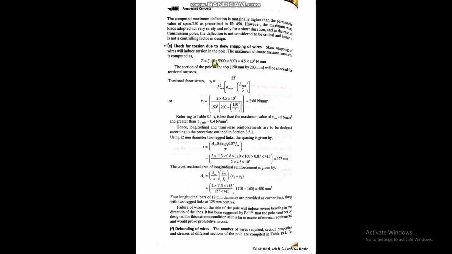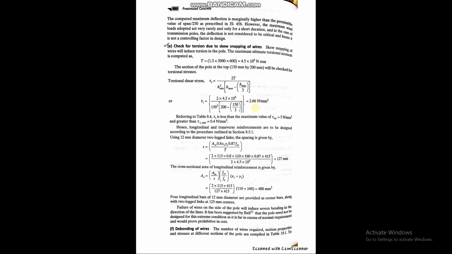Then you multiply that with 1.5 to get the design torsional moment. So you have 4.5 into 10 to the power 6 Newton millimeter. Now the section at the top has a dimension of 150 millimeter by 200, and this needs to be checked for torsional stress. So how much torsional shear stress is coming? It is given by this expression here. H max is 200 and H mean is 150, which is basically the dimension of the section at the top of the pole. So you have a torsional shear stress of 2.66 Newton per millimeter square.